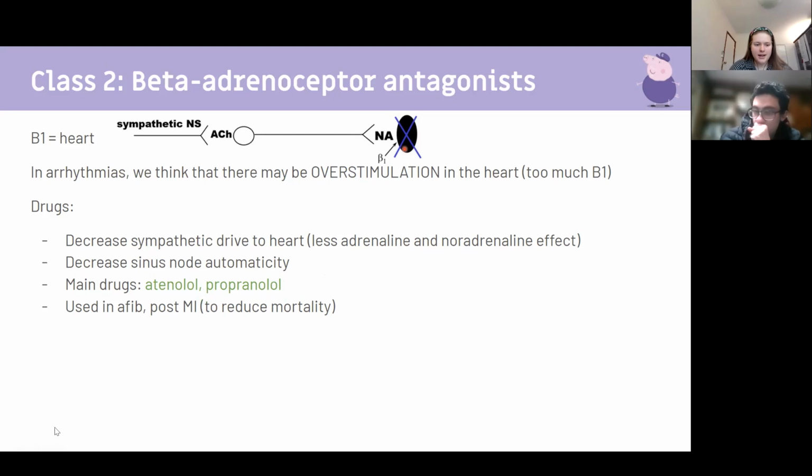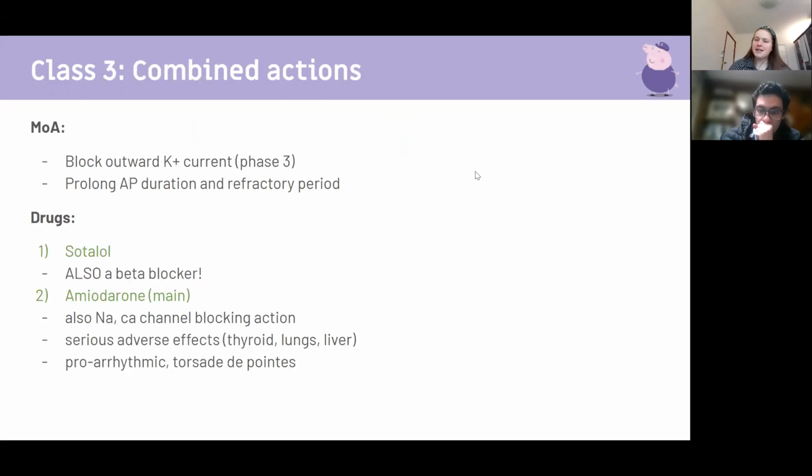All right, lovely. Class 3. Class 3 is a little bit funky. It's generally not the first one you'd necessarily go to. You might start with the other ones and then go into class 3. The reason is class 3 has combined actions. Its main action is blocking the outward potassium current, which happens in phase 3 of the graph. But that said, it also does some other things.